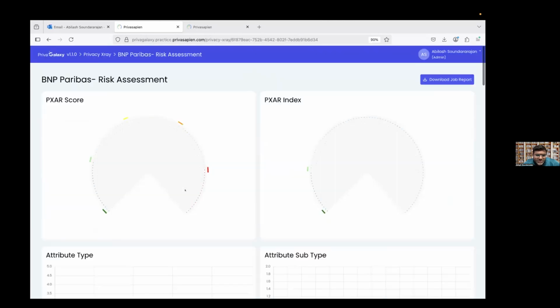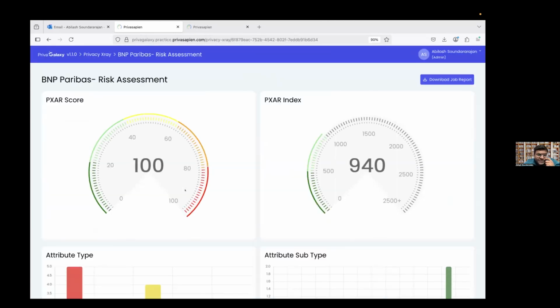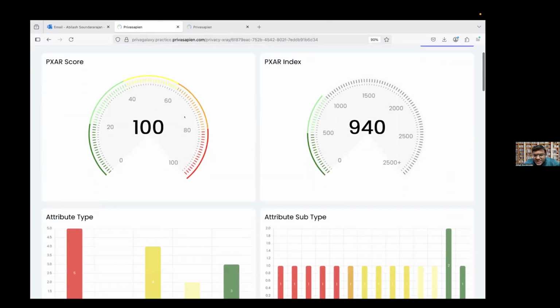So let's say you're trying to understand a risk in data. You can see that this risk is high, which is 100. And there are two kinds of risk quantification. One is Pixar score and the other is Pixar index. Pixar score is like a qualitative risk index, between 0 and 100. And Pixar index is a quantitative index.